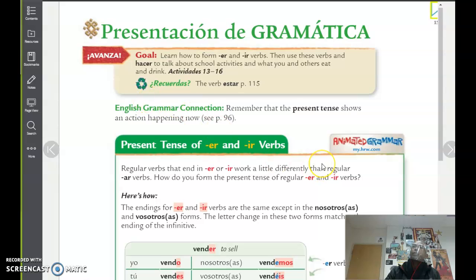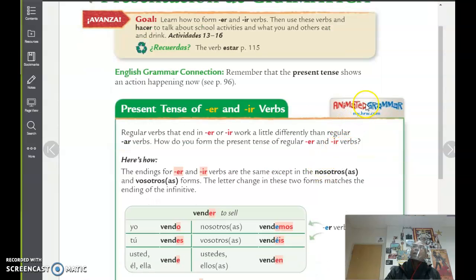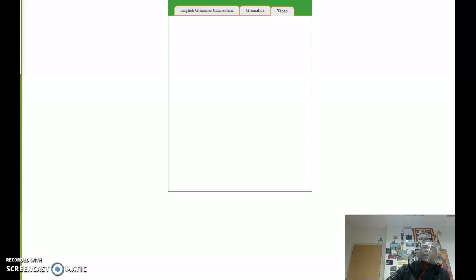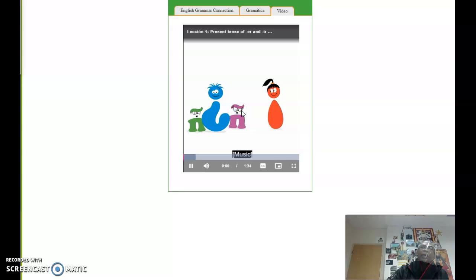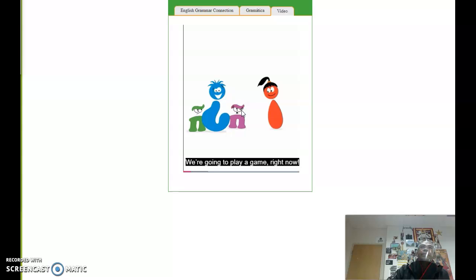Let's see if we can get any information from these creatures, which I'm not sure if they're going to work because the internet's been really bad today. So most likely it won't work. Maybe it will work.